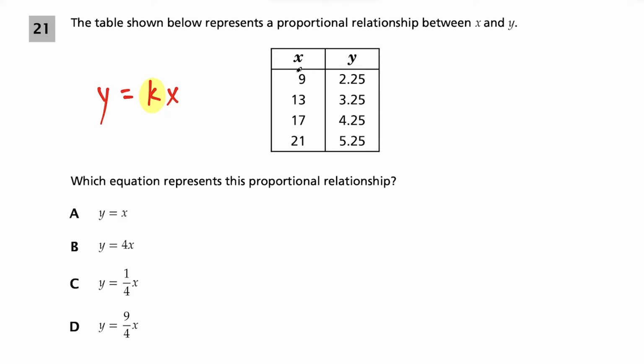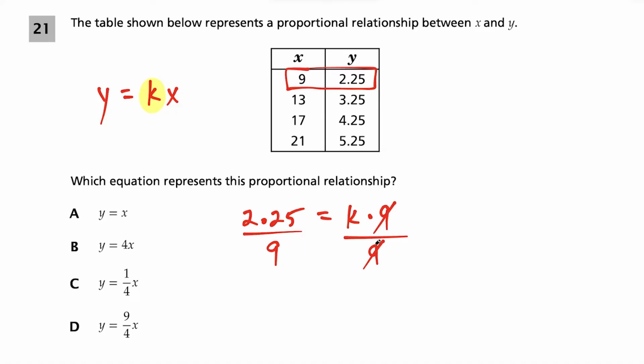So all we have to do is just take any x and any y from the table and plug it into this formula to see what the k value is. So from here, let's say I take the first entry here. I have x equals 9 and y equals 2.25. So I'm going to write 2.25 equals k times x, which is 9 in this case. Okay, I'm just taking one of the entries here from the table. And now to solve for k, I just divide both sides by 9.